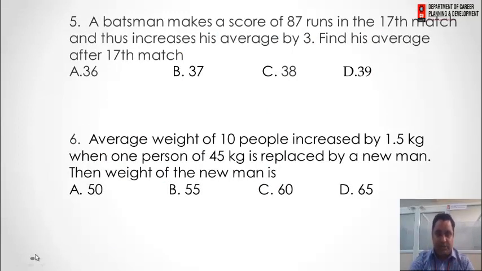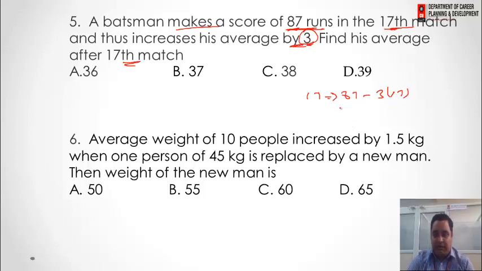Now let's come to the next question, question number 5. A batsman makes a score of 87 runs in the 17th match, thus the average increased by 3. Find the average after the 13th match. Now if in the 17th match a person is scoring 87, that increases the average by 3. That means the 3 is to be divided among all the 17 matches. That means the score of the 17th match is 87 minus 3 into 17.